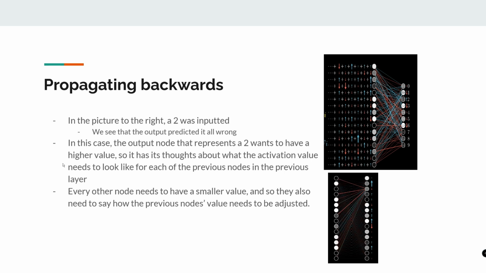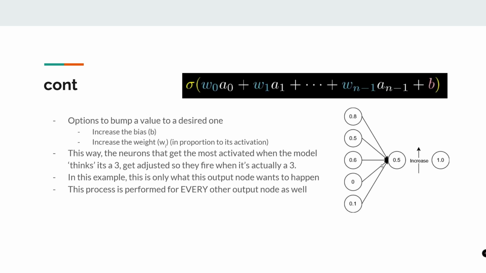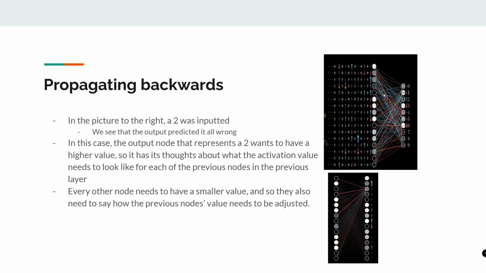So in this case, the output node that represents a 2 wants to have a higher value. So it has its thoughts about what the activation value needs to look like for each of the nodes in the previous layer. Now every other node needs to have a smaller value, and so they also need to say how the previous node's value needs to be adjusted. What does this mean? This means that for this particular input, when we have inputted a 2 and got these output values, we want 2 to increase. So this particular node here, 0.2, is going to go through this process that I explained. It has a list of what it wants these values to look like, whether it wants these to increase or decrease, but also 0 has to decrease here, 1 has to decrease, 3 has to decrease, and all of these other ones except for 2 actually have to increase.